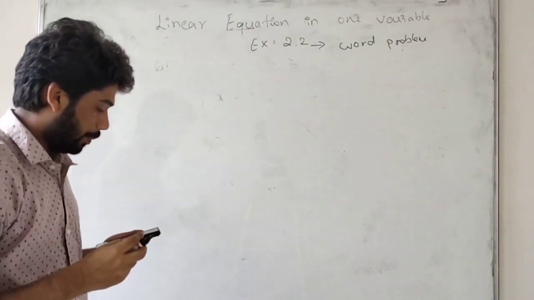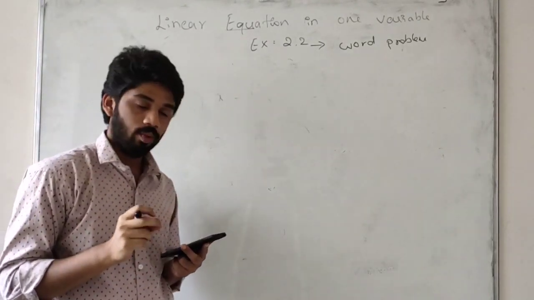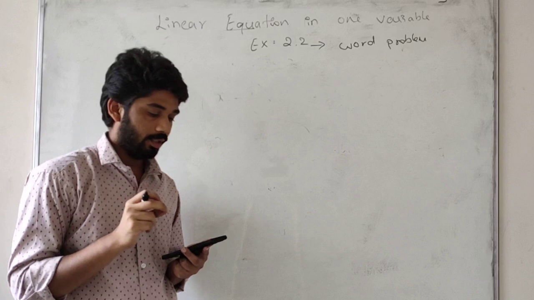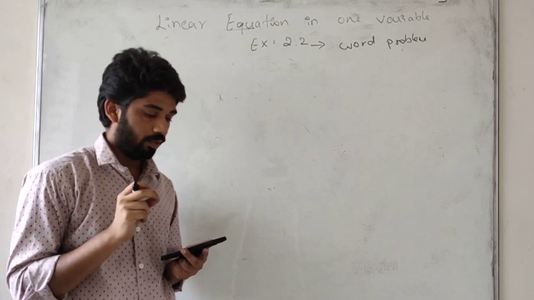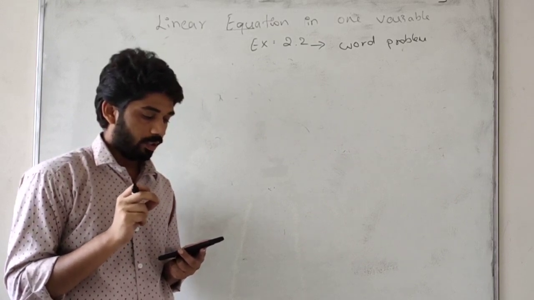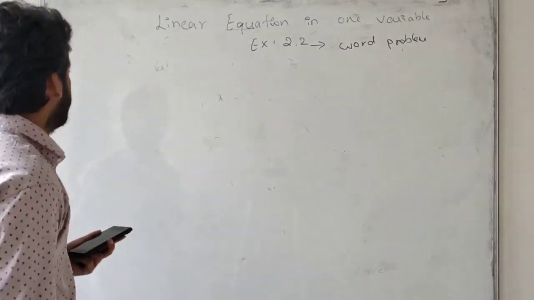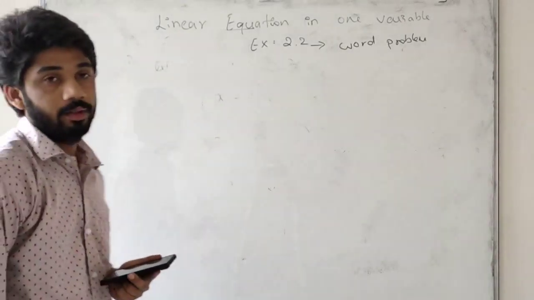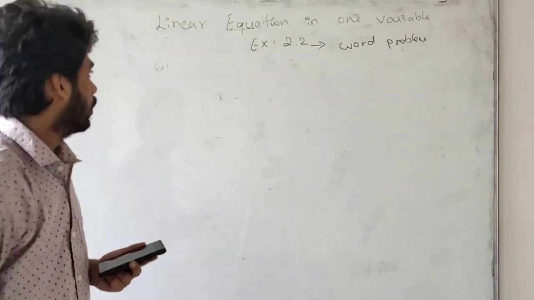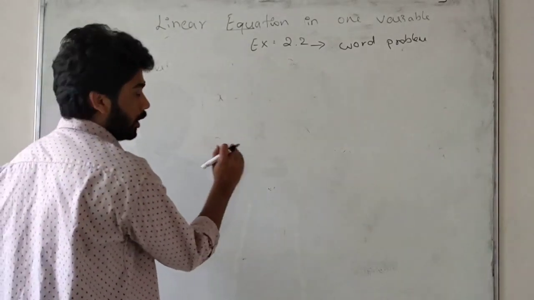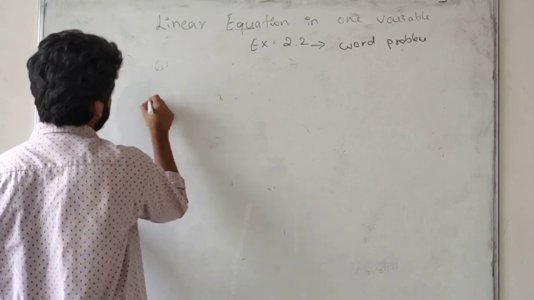Next problem: the perimeter of a rectangular swimming pool is 154 meters. Its length is 2 meters more than twice its breadth. What are the length and breadth of the pool? First we must know the rectangle formulas.